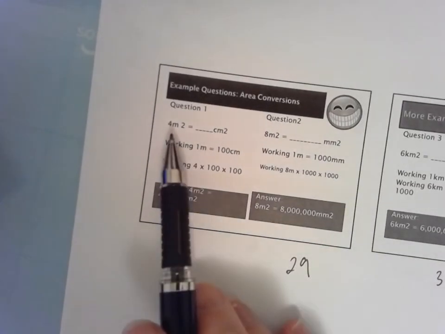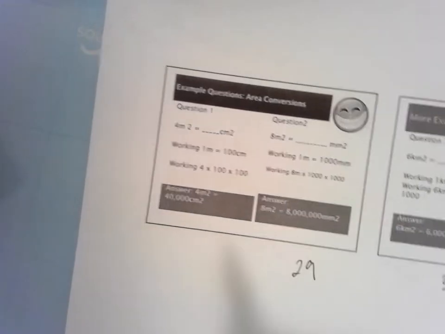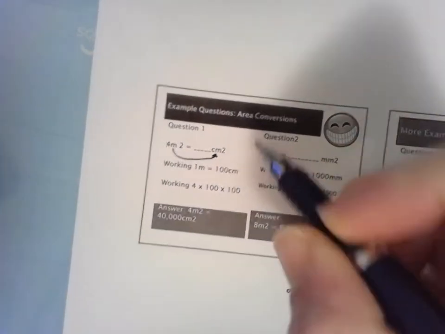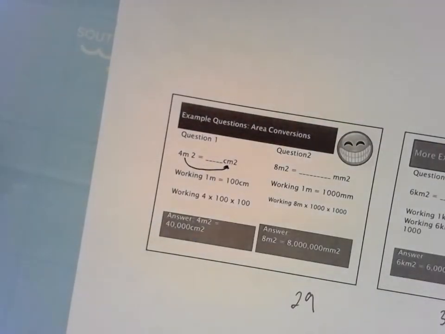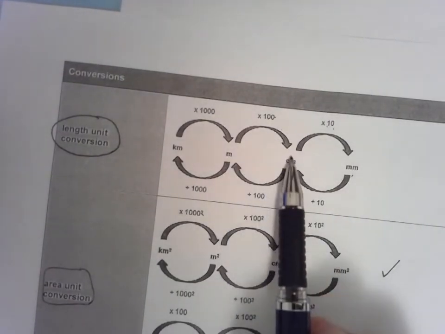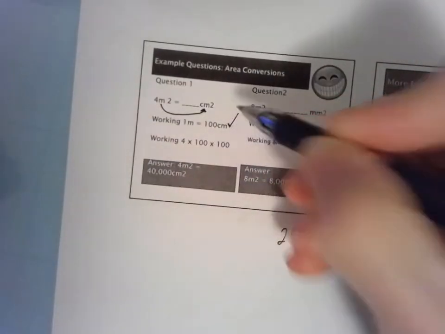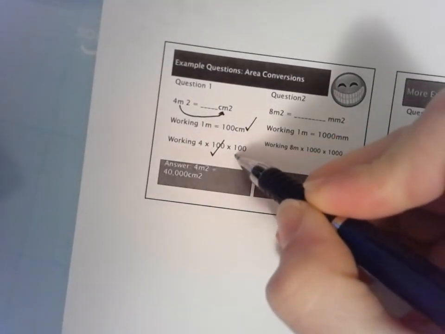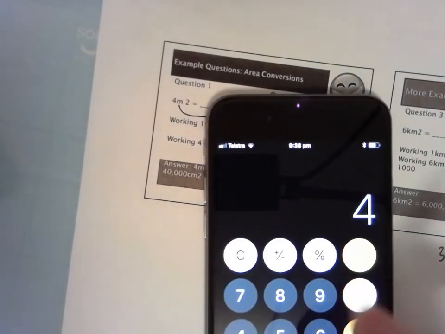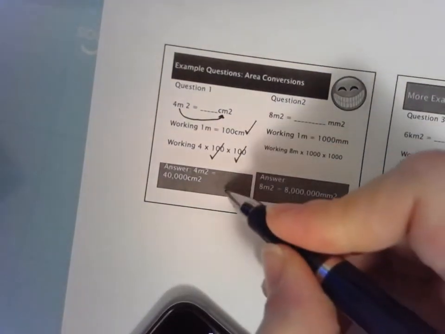So now we're moving away from just 1 meter or 1 centimeter, and we're looking at bigger numbers. So if you go 4 meters to centimeters, I just use this one. Meters to centimeters, I'm multiplying by 100, so I'd have to do that twice. 100 is my magic number, and I would multiply on my calculator twice by 100. So 4 times 100 times 100 equals 40,000.